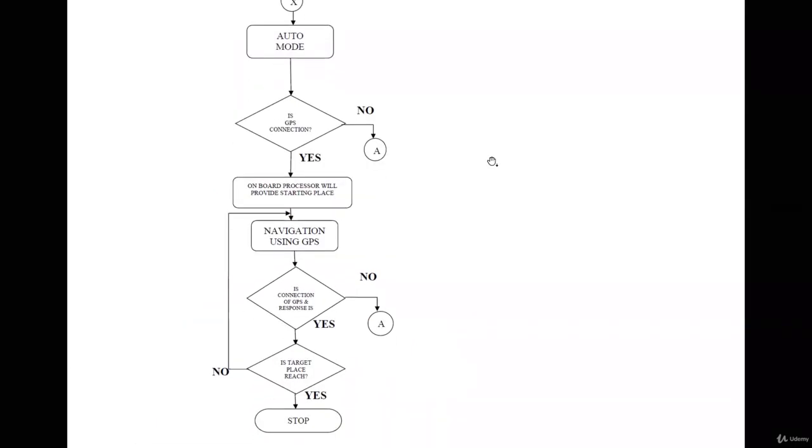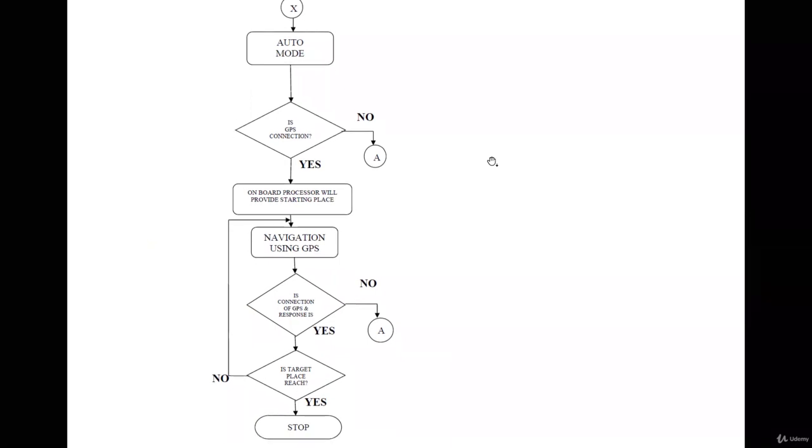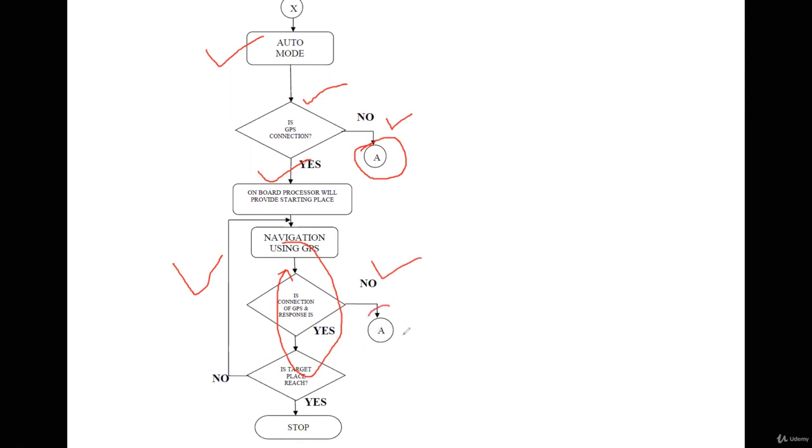Okay, now first this is auto mode X. So let's try to understand what is inside this. In the auto mode, the GPS connection will be checked first. If the GPS connection is no, then it will go to the A, that is auto mode. If the GPS connection is there, it tries to navigate using GPS for sure. If everything goes well, then it navigates through GPS itself. And if there's some problem, then it will again go to the A.